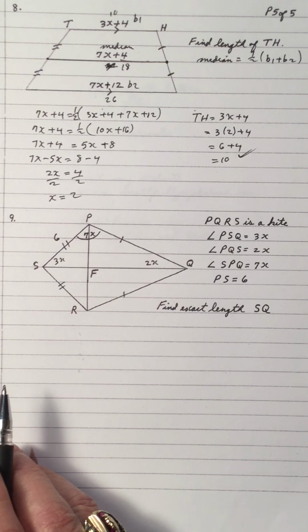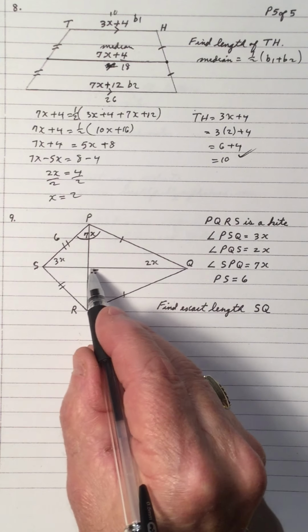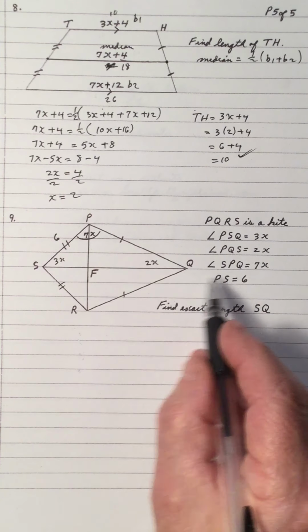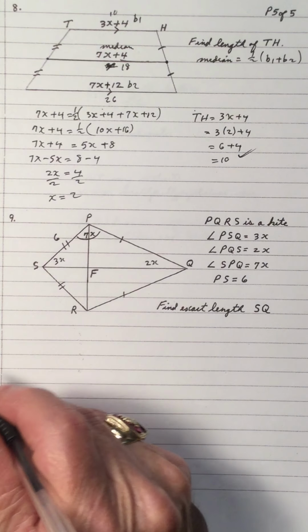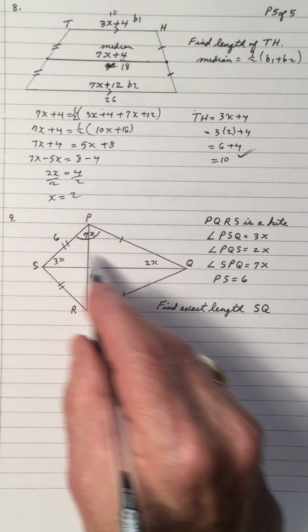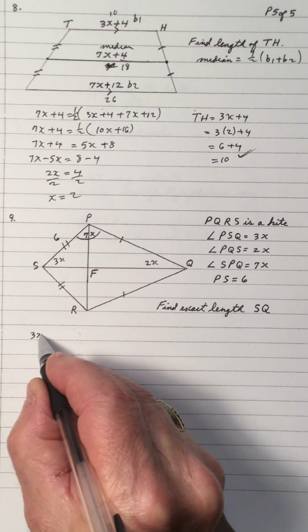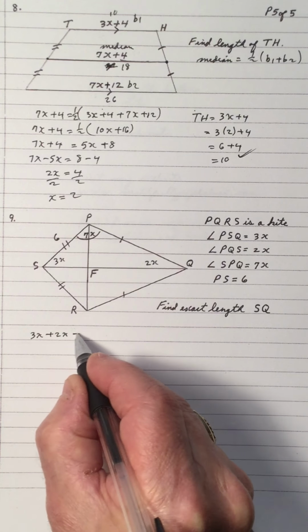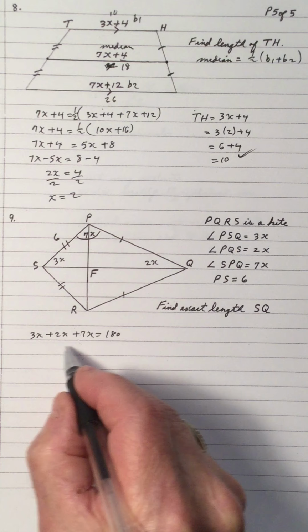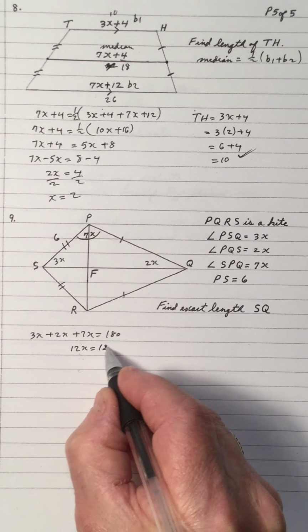How are we going to get the exact length? We only got a 6, so we got to get SF, and we got to get FQ and add them together. So notice that I gave you the angles of a triangle. So that means that 3x, add on 2x, add on 7x is 180. So that means you add that up, you get 12x is equal to 180.